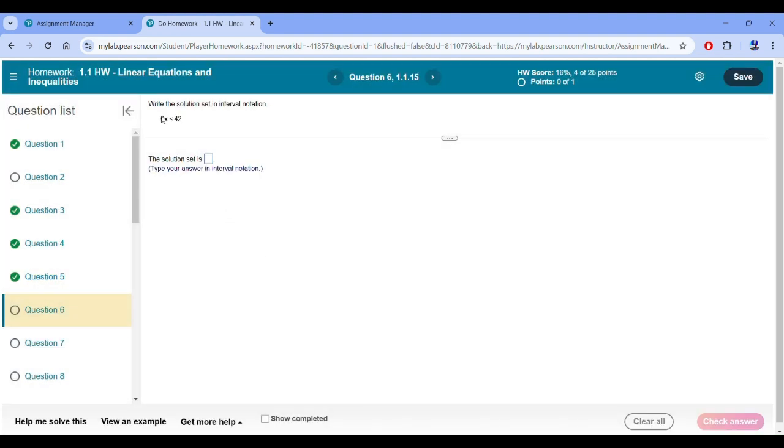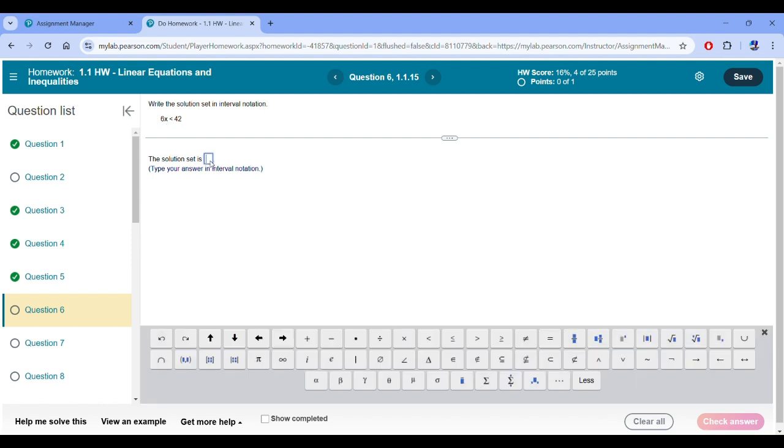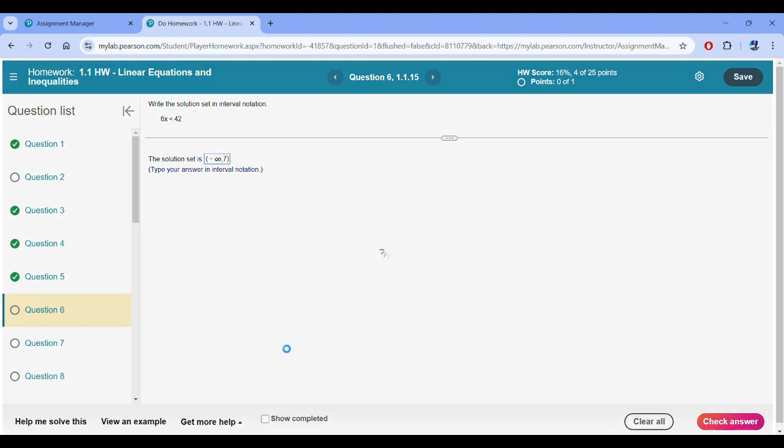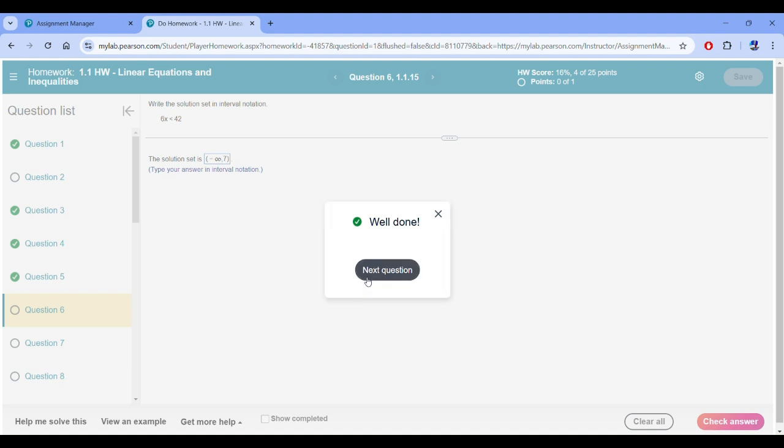Number 6. So here I would solve. That means that x is less than 7. Now it wants it in interval notation. So if x is less than 7, that means that it goes from -infinity to 7. And that would be a parentheses because it is not equal to, and boom, correct.